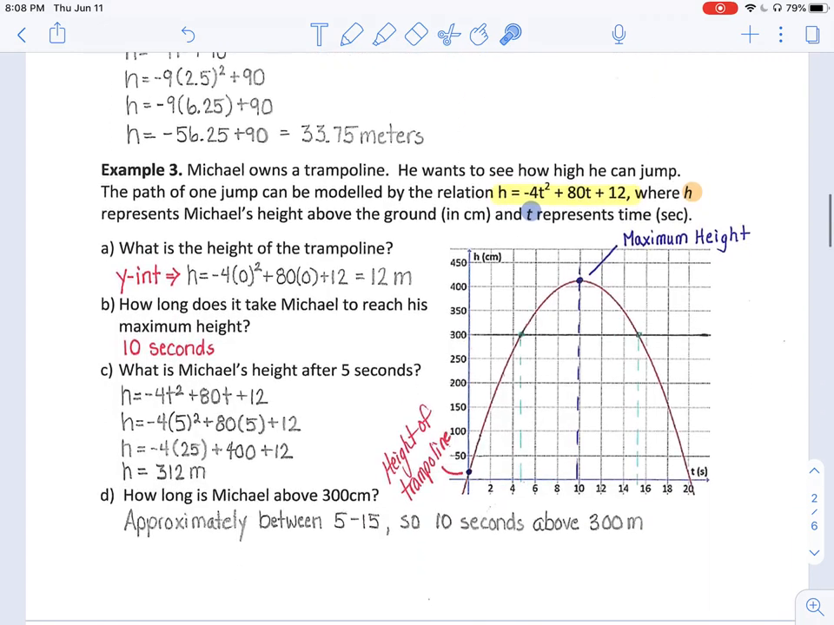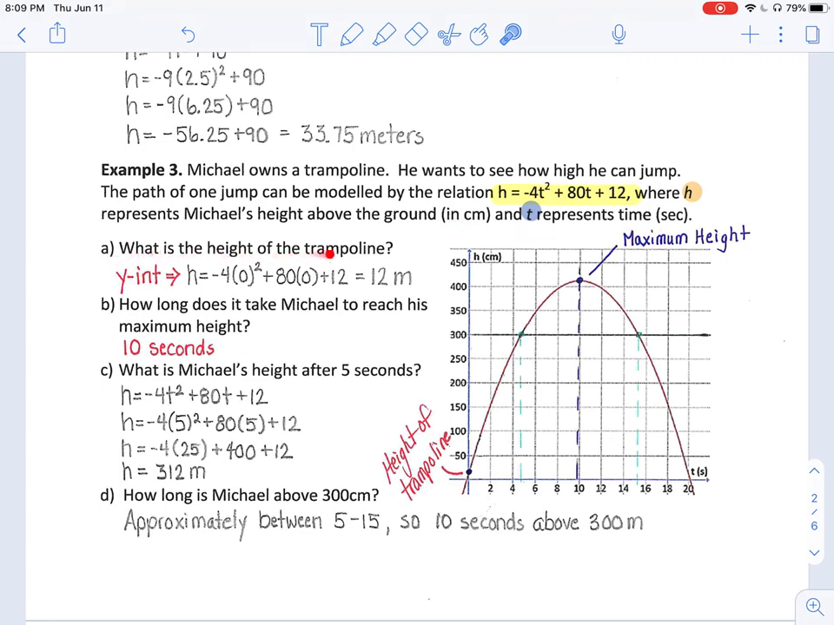Our final example here, Michael owns a trampoline. He wants to see how high he can jump. The path of one jump can be modeled by this relation here, negative 4t squared plus 80t plus 12, where h represents Michael's height above the ground in centimeters, and t represents the time in seconds.